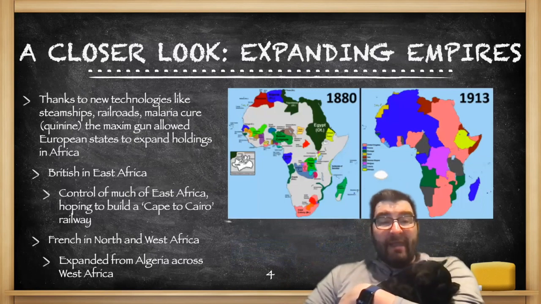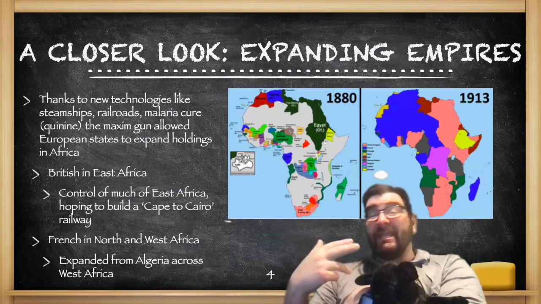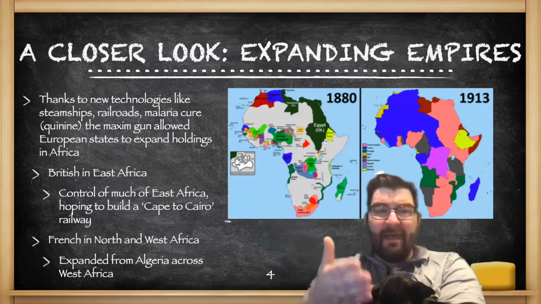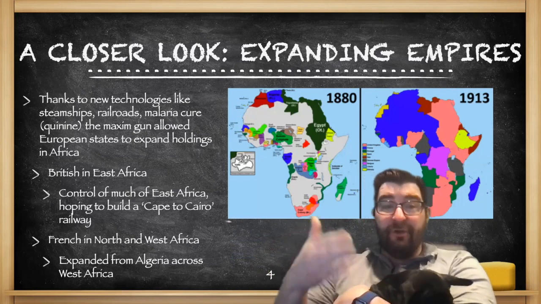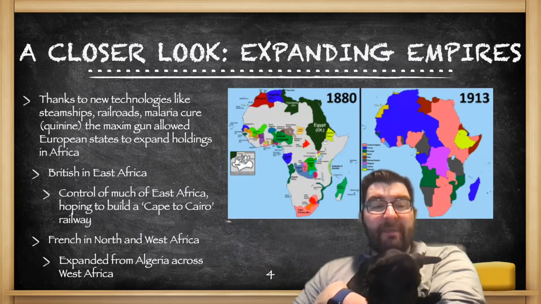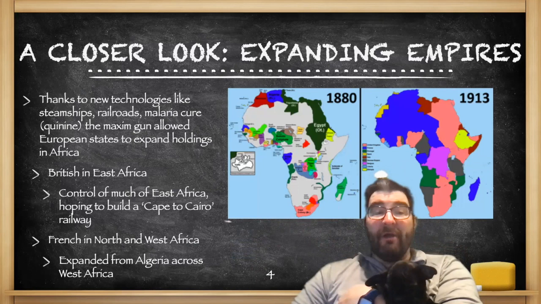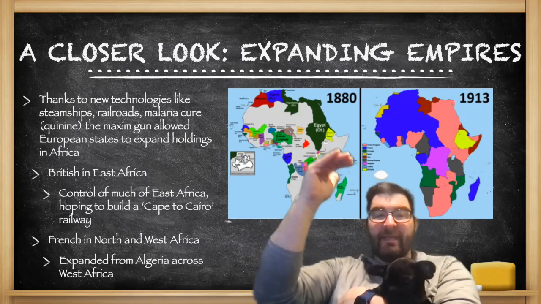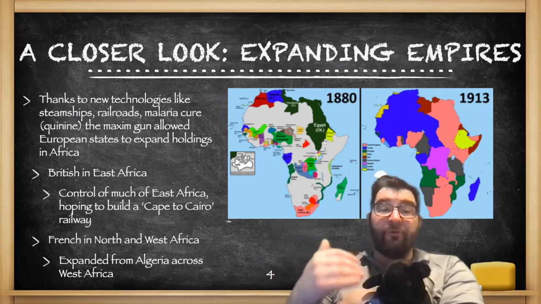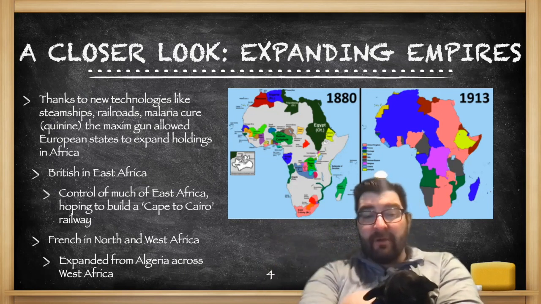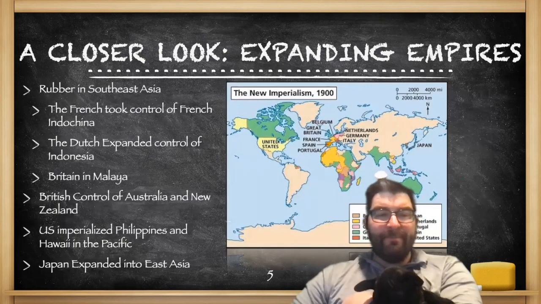We're going to see expanding empires thanks to new technologies like steamships and railroads. We've got a cure for malaria now called quinine thanks to the Columbian Exchange. New weapons like the Maxim gun, an early machine gun, will allow European states to expand their holdings in Africa. The British will control much of East Africa with a goal of completing what's called the Cape to Cairo Railway. The French are going to be in control of much of North and West Africa, from Algeria across to the Atlantic coast in West Africa.